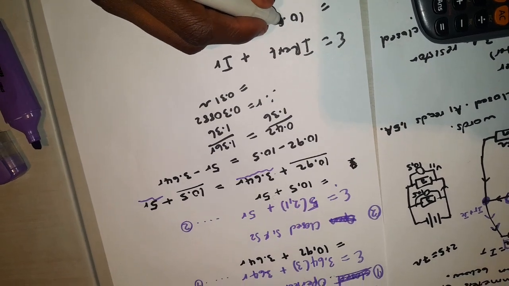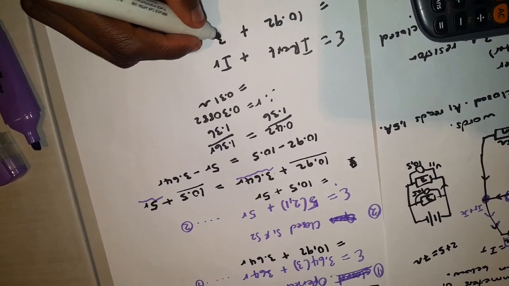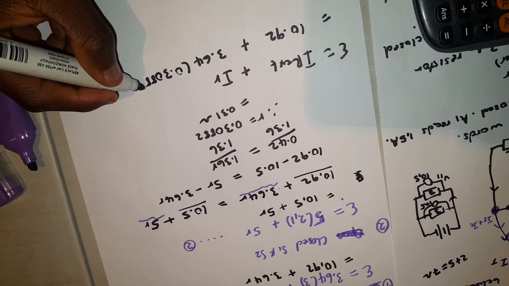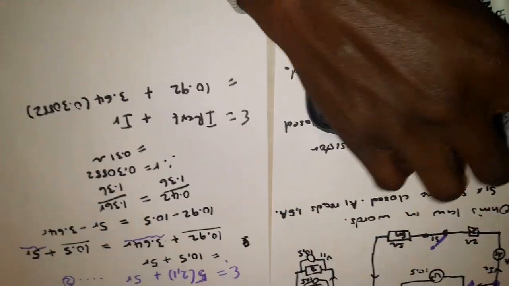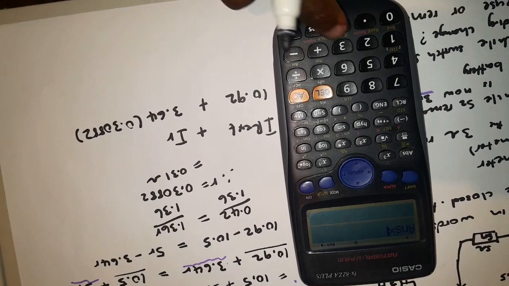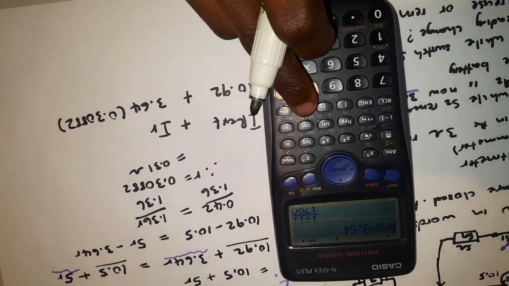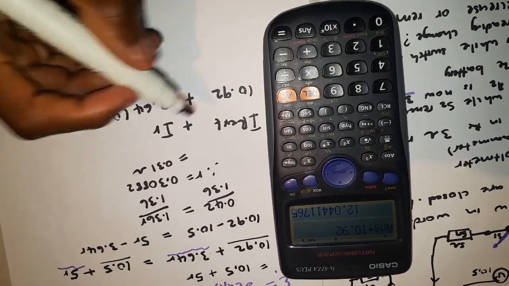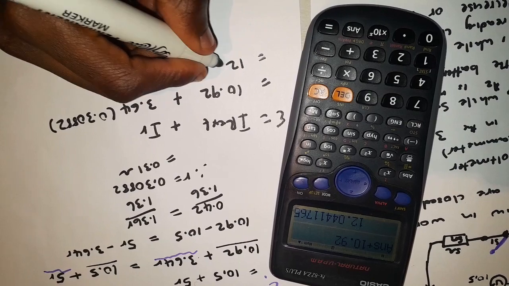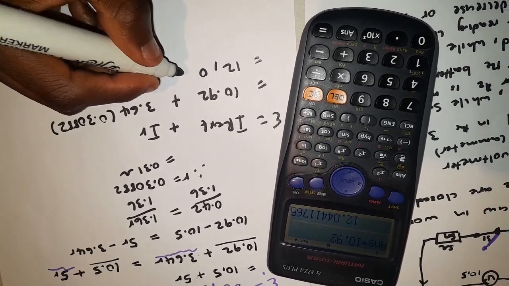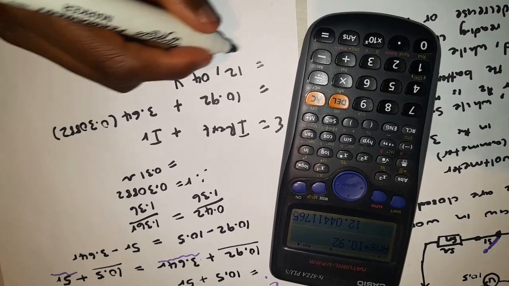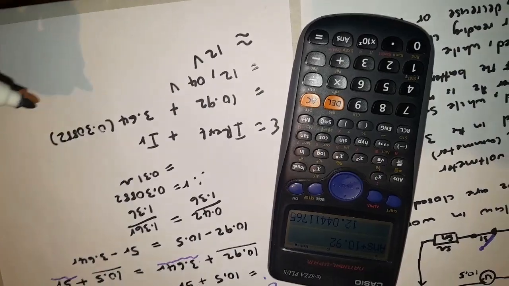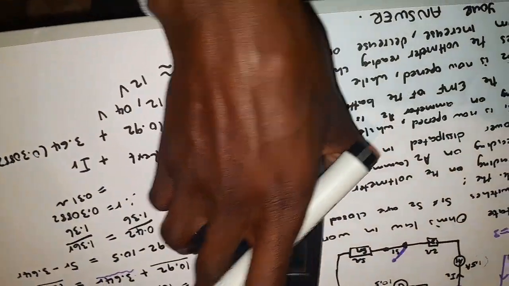It's 10.42 plus 3.64 multiplied by this one, and our final answer plus 10.92. It's 12.04 volts. If they say you must round it off to a whole number, we just put it as 12 volts.